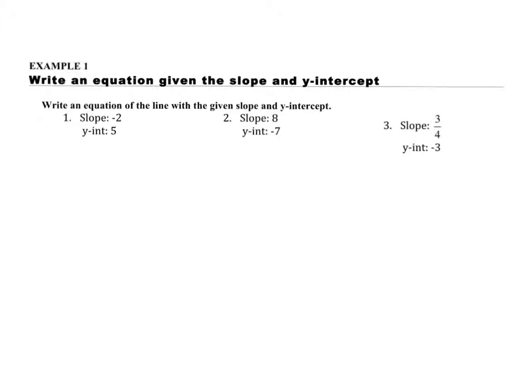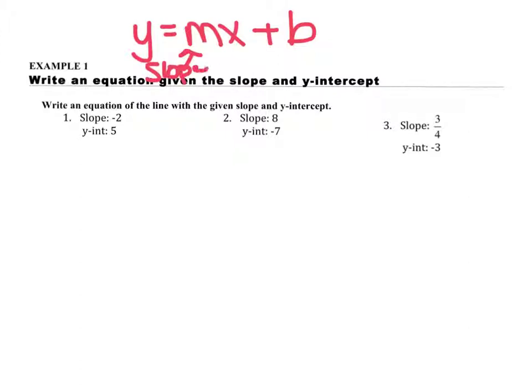In this lesson, we're going to look at how to write linear equations in slope-intercept form. So example 1, write an equation given the slope and the y-intercept. Well, first of all, let's go back to what we know about writing something in slope-intercept form. Remember, it's y is equal to mx plus b, where the m is our slope and the b is our y-intercept.